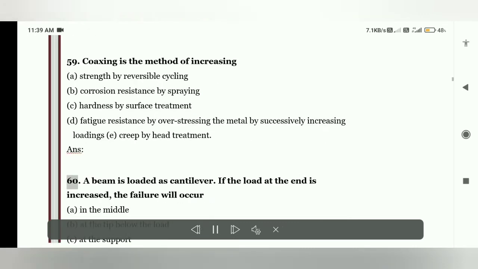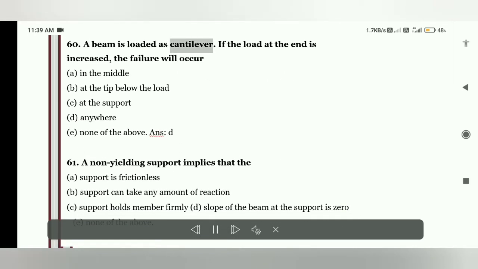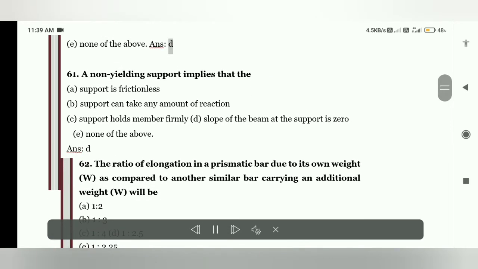60. Loaded as a cantilever, if the load at the end is increased, the failure will occur: in the middle, at the tip below the load, at the support, anywhere, none of the above. Answer D. 61. A non-yielding support implies that: the support is frictionless, the support can take any amount of reaction, the support holds the member firmly, the slope of the beam at the support is zero, none of the above. Answer D.